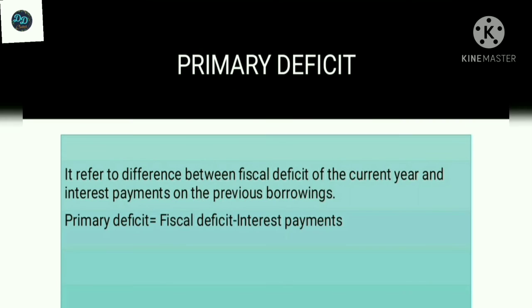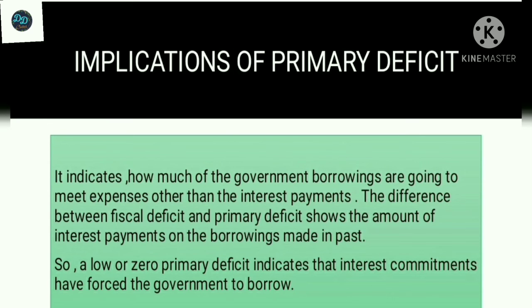The next one is primary deficit. It refers to the difference between the fiscal deficit of the current year and the interest payment on the previous borrowing. That is, primary deficit equals fiscal deficit minus interest payment. What are the implications of primary deficit? It indicates how much of the government borrowings are going to meet expenses other than the interest payment. So the difference between the fiscal deficit and primary deficit shows the amount of interest payment on the borrowings made in the past, not in the present.